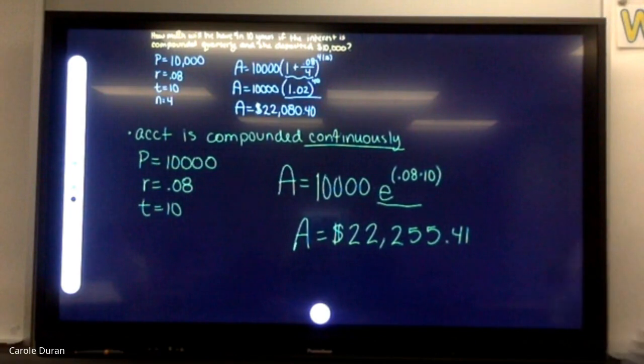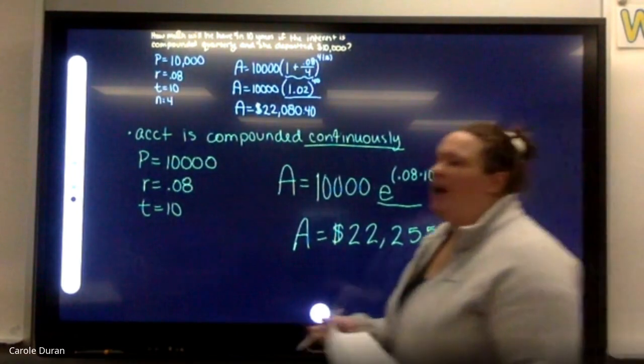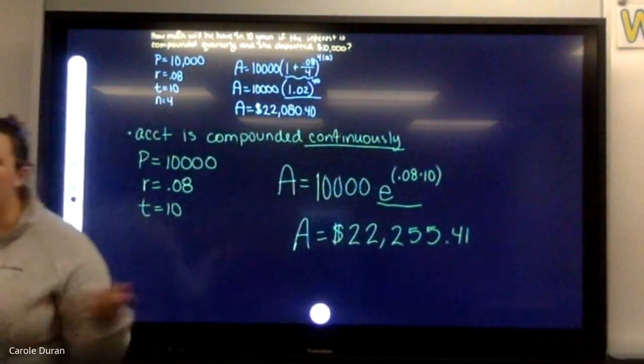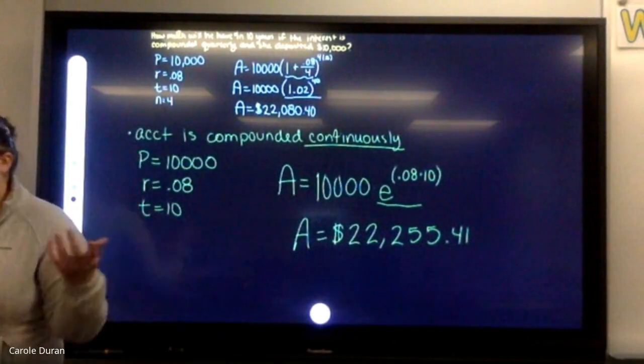Is it always better? No. After a certain amount of time it's better, but not always. There are always going to be times, so it's always good to check. Often, though, the continuous will be a better deal, just typically.